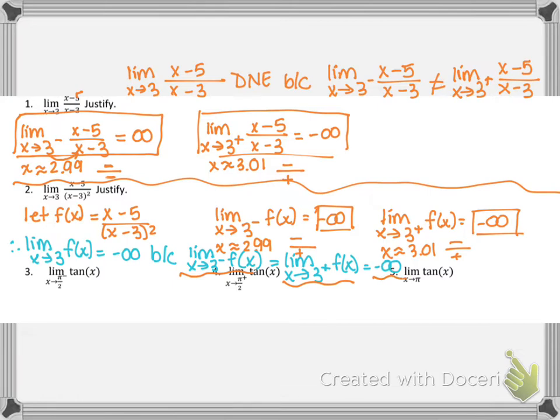Okay, so the bottom 3 problems here require you to take into account your knowledge of the graph of tangent of x. The graph of tangent of x has vertical asymptotes at odd multiples of pi over 2. Like negative pi over 2, positive pi over 2, 3 pi over 2, 5 pi over 2. So this is where the vertical asymptotes on this graph would lie.